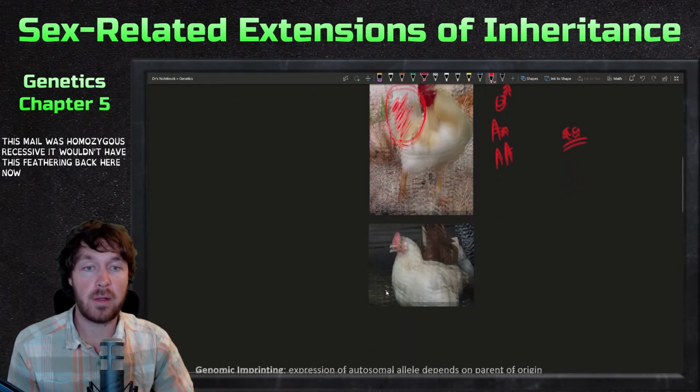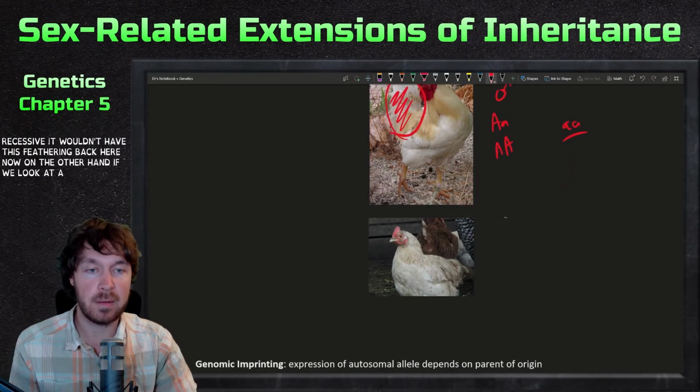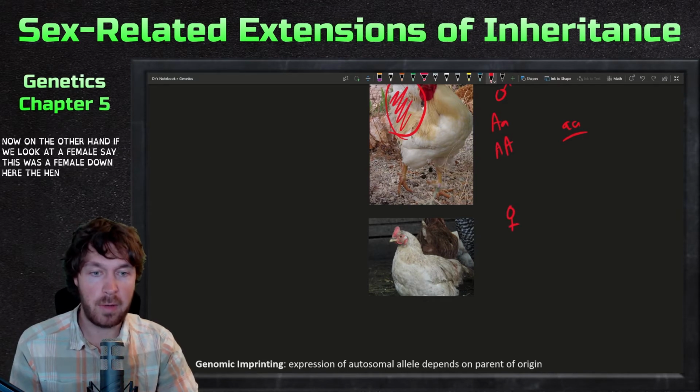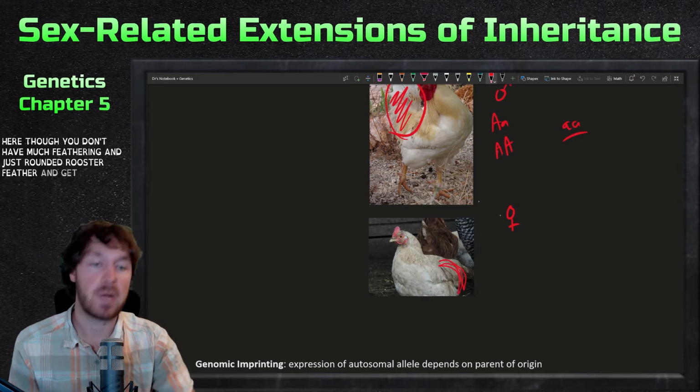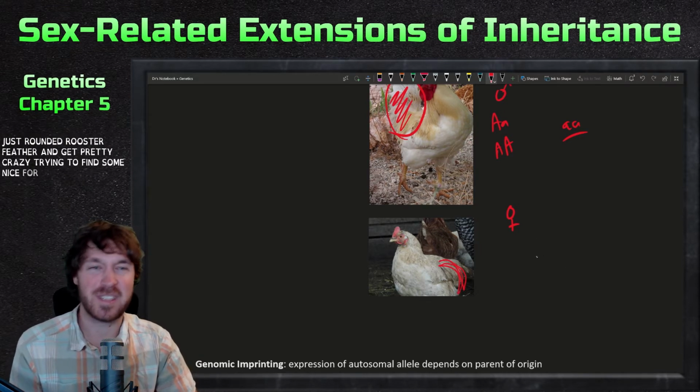Now, on the other hand, if we look at a female, say this was a female down here, the hen, you don't have much feathering. It's just rounded. Rooster feathering can get pretty crazy. Tried to find some nice free images of them.